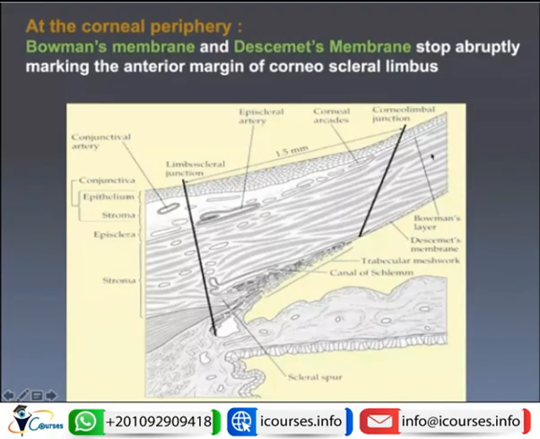Okay, so at the corneal periphery, here is the cornea and here is the conjunctiva and the sclera, and this is the junction between the cornea and the conjunctiva and sclera, which is called the limbus. At the limbus, the Bowman's layer and the Descemet's membrane both end abruptly. So there will be no Bowman's layer and no Descemet's layer after the cornea ends. Again, this is important and asked frequently in the MCQs. The Bowman's layer and the Descemet's layer both end abruptly and don't continue into the corneoscleral limbus.